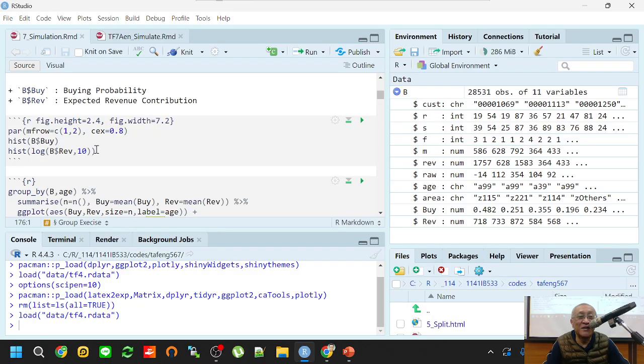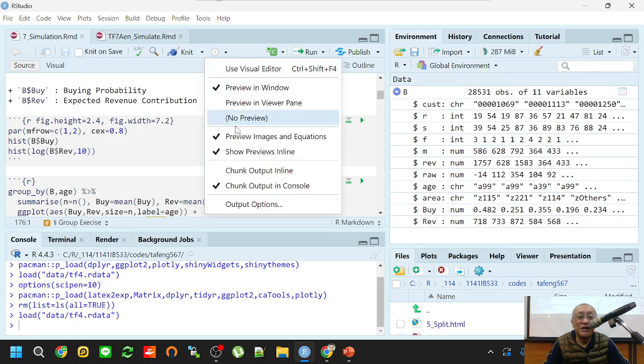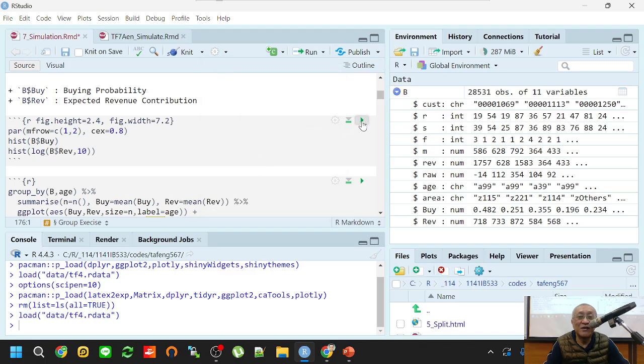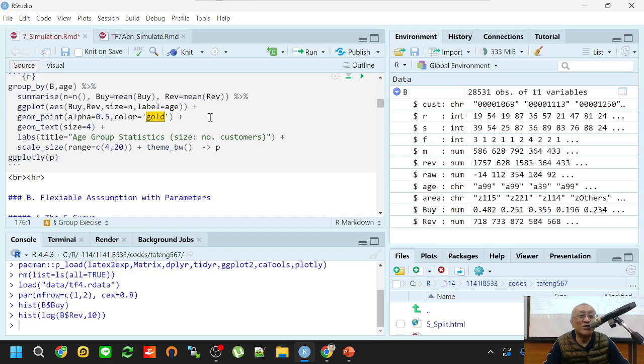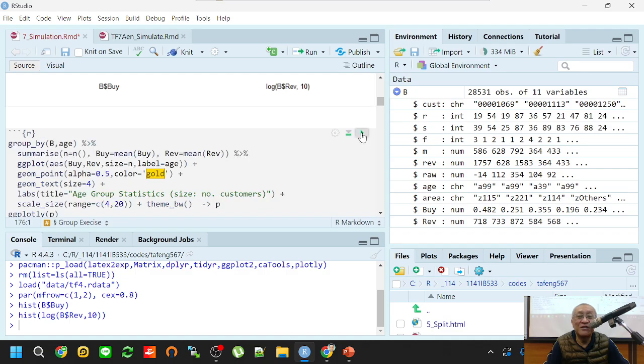Before we do anything, we can actually take a look at the buying probability and expected revenue. So you can see that this is the distribution of buying probability, and this is the distribution of the expected revenue. And that is the prediction we already did. So based on that, we can also do some chart.